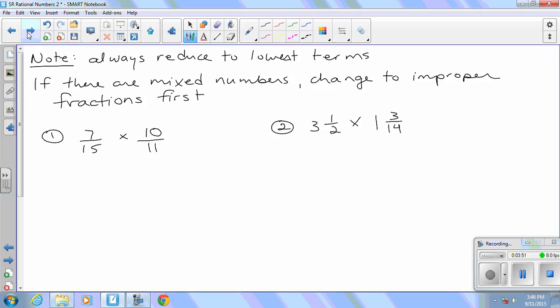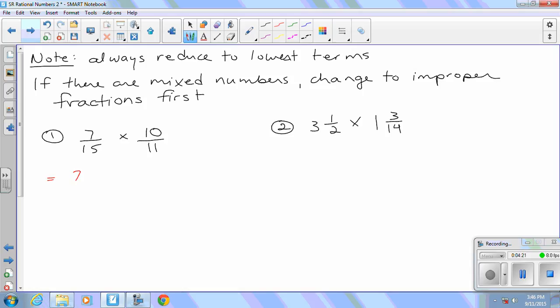Okay, so for example 1, 7/15 times 10/11. If I multiply across, I'm going to get 70 over some large number, and it might be hard to reduce that to lowest terms. However, if I look carefully, because that 10 is going to end up in the numerator and that 15 is going to end up in the denominator, I could look at what common factors 10 and 15 have. And I can see that 5 divides evenly into both of them.